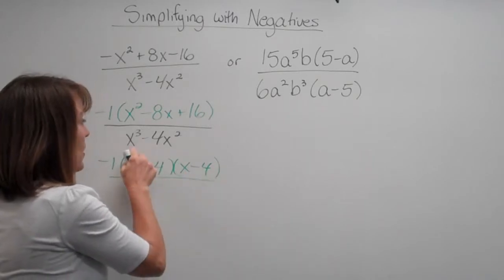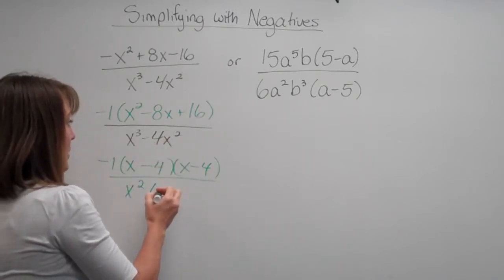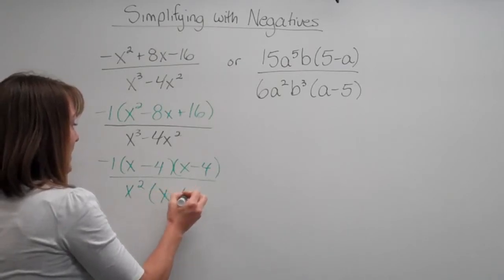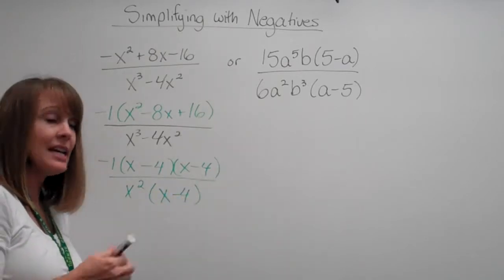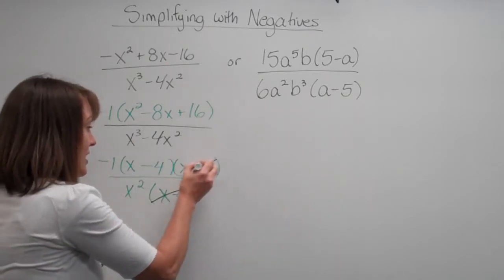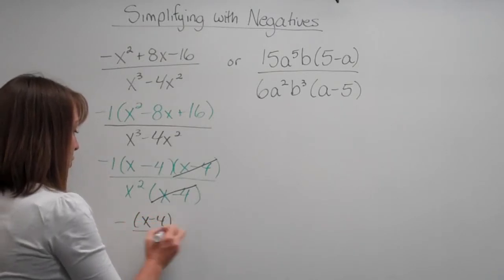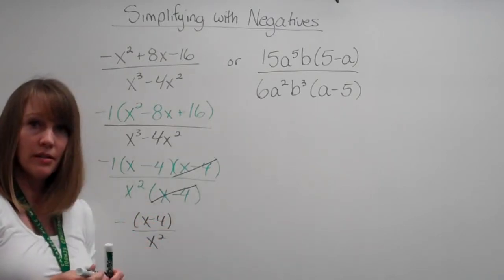Now on the bottom, we are going to take out a greatest common factor of x squared, and we're left with x minus 4. So when we do that, now we have two x minus 4s that we can cancel out, and our answer is going to be negative x minus 4 over x squared.